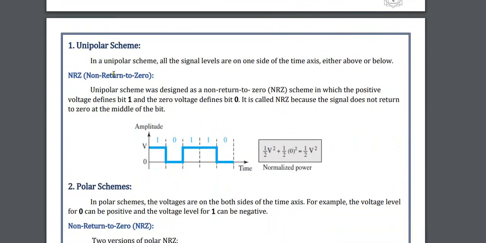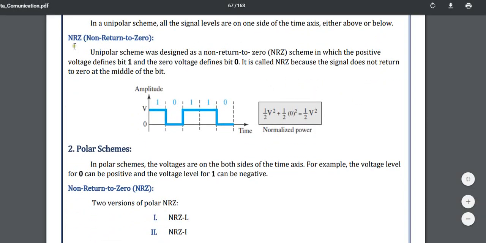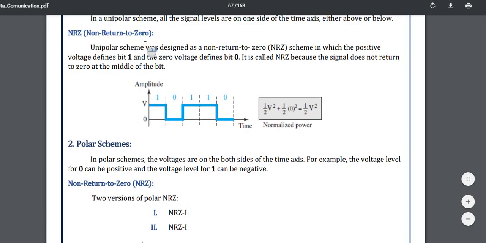Now the unipolar scheme. In a unipolar scheme, all the signal levels are on one side of the time axis, either above or below. NRZ stands for non-return to 0. That means we can see by this diagram that the voltage is going 1 0 1 1 0, but you can see that no voltage is going under the 0 section. That is why this is known as non-return to 0.